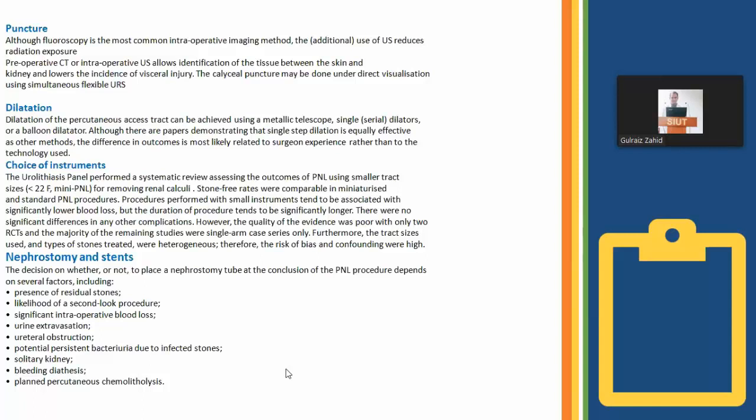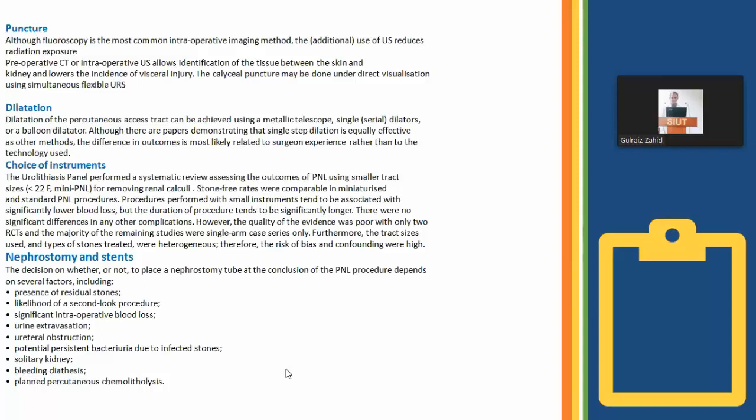Choice of instruments. The urolithiasis panel performed a systematic review assessing the outcomes of PNL using smaller tract sizes, less than 22 F, mini PNL, for removing renal calculi. Stone-free rates were comparable in miniaturized and standard PNL procedures.